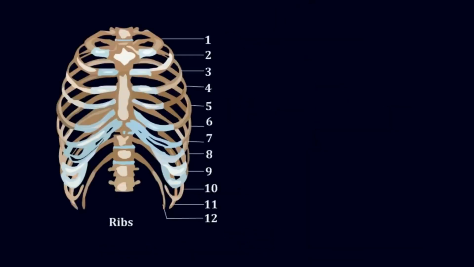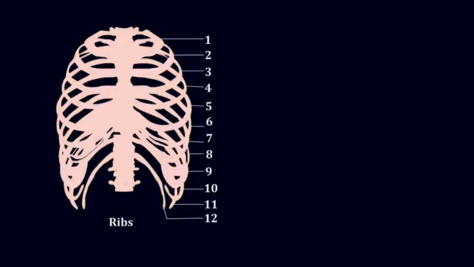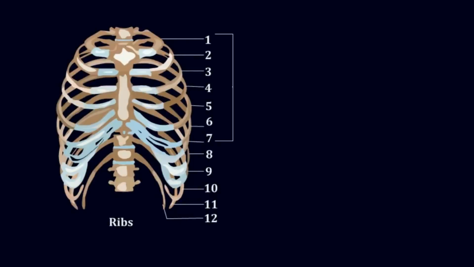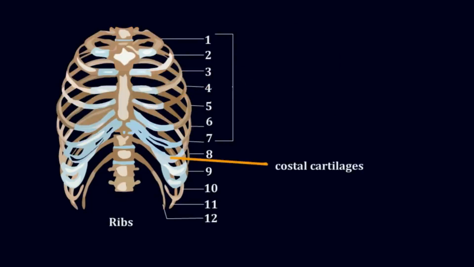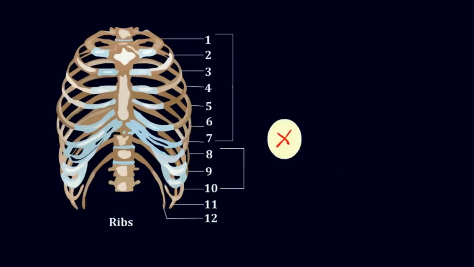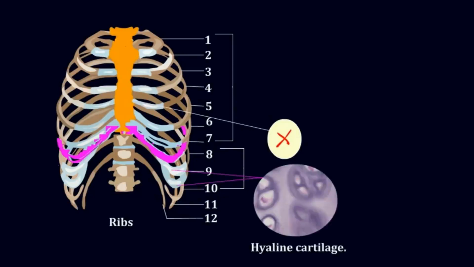Ribs. There are 12 pairs of ribs in the rib cage. The first 7 pairs of ribs are attached in front to the sternum with the help of hyaline cartilage. The costal cartilages of 8th ribs are called false ribs. The 8th, 9th and 10th pairs of ribs do not articulate directly with the sternum but join the 7th rib with the help of a hyaline cartilage.